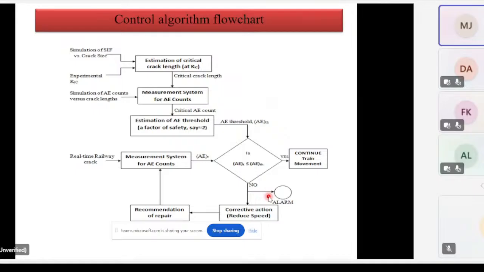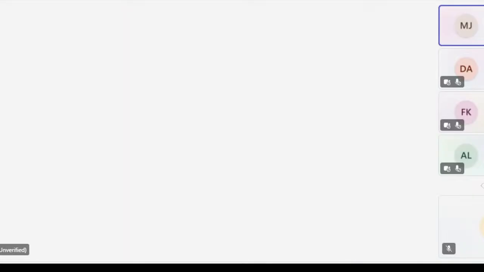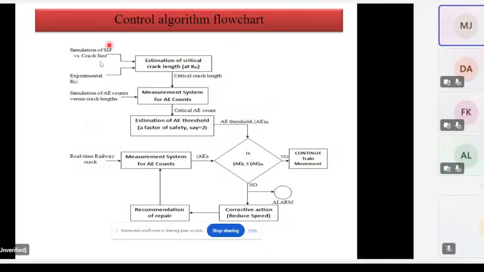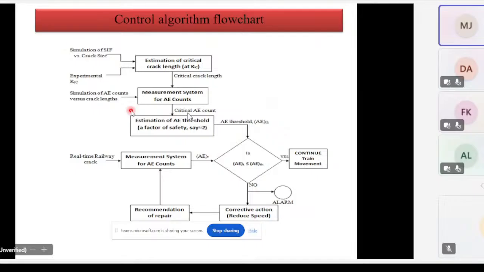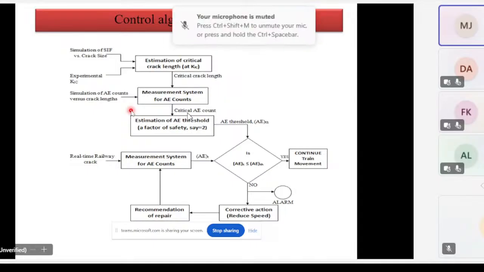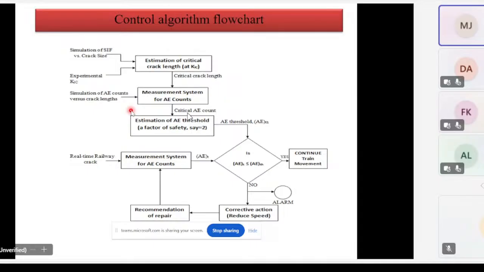So this is the entire control algorithm flowchart. You see that we have simulated, or you have to simulate, the stress intensity factor versus crack size. Then you have to have the experimental value of K1C. Once you have the experimental value of K1C, you must know where exactly this K1C is going to be reached. Before that, with a factor of safety, you will truncate your operation. You will say that corrective action is required. You cannot say just stop it. You have to have some kind of factor of safety.